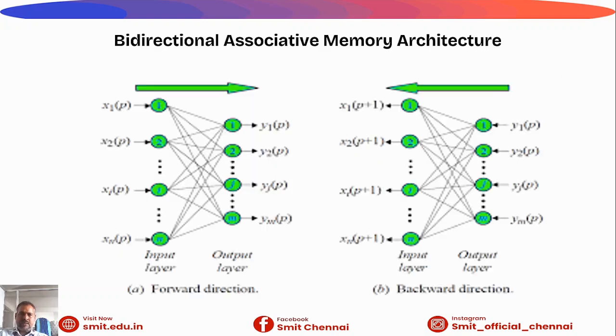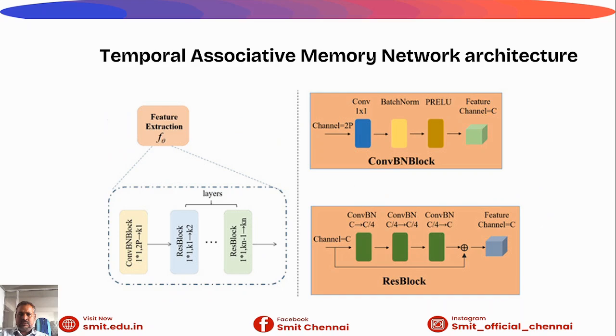Here is the bidirectional associative memory architecture. There are two types of network architecture: one for the forward direction, another for the backward direction. Forward means x1 of p, x2 of p up to xn of p. Here we deal with a time network t plus 1, or p plus 1 network. Here p means forward direction, p plus 1 is backward direction.